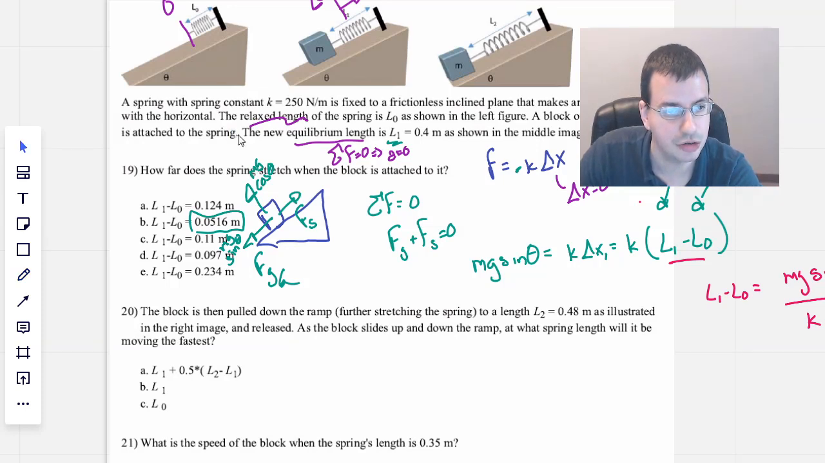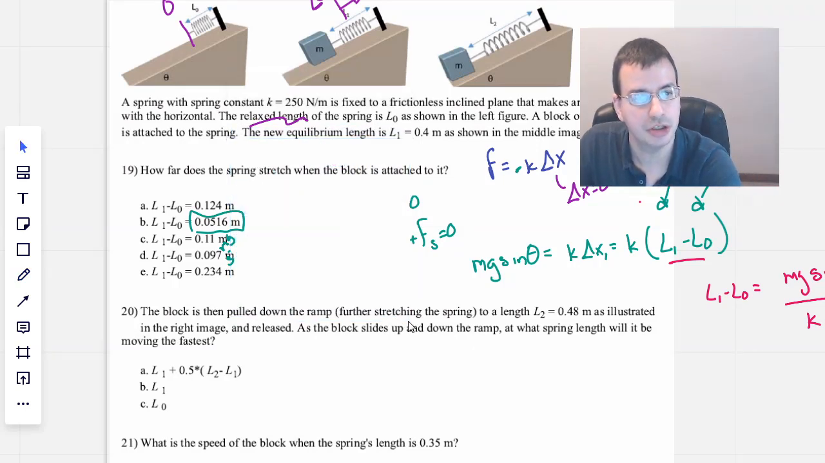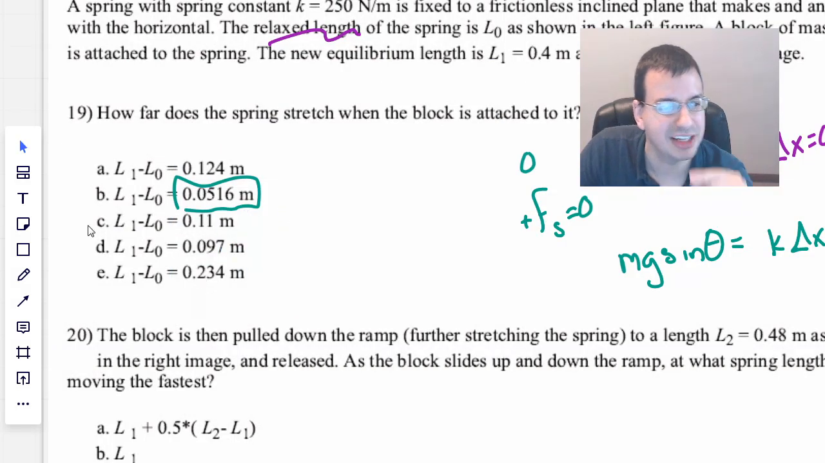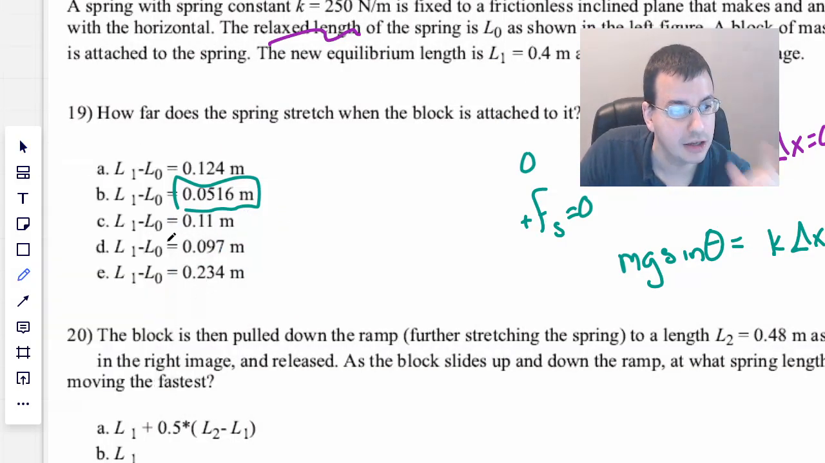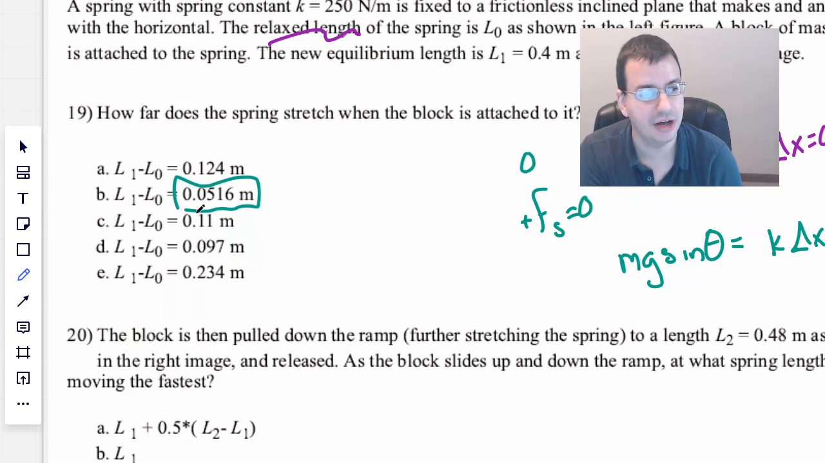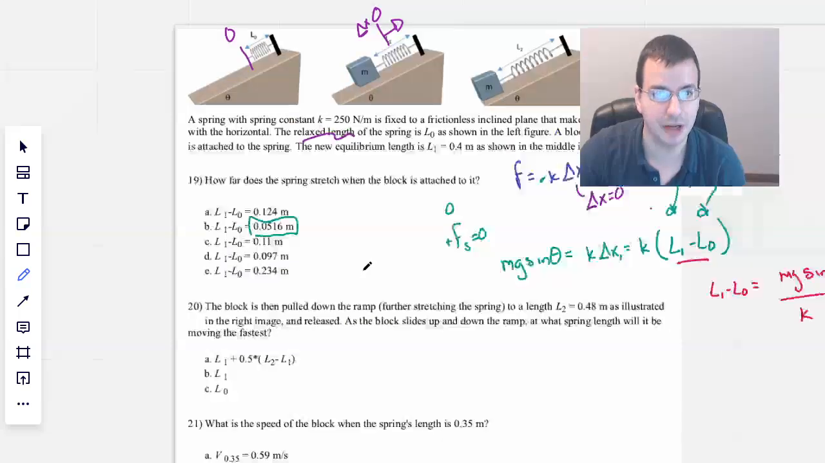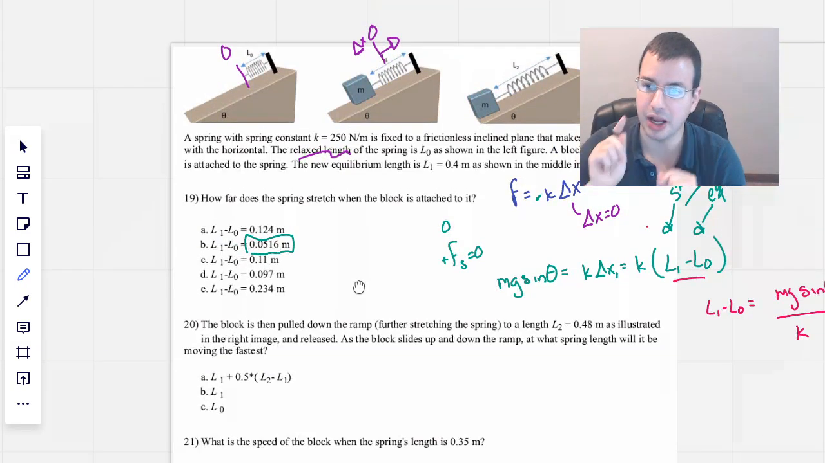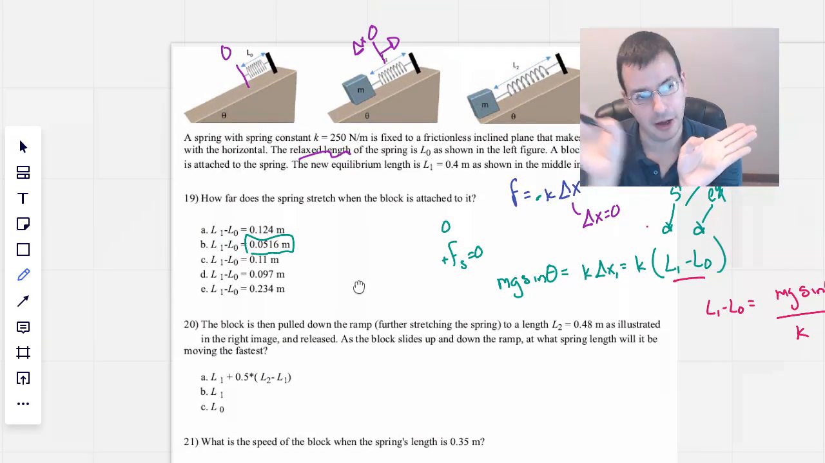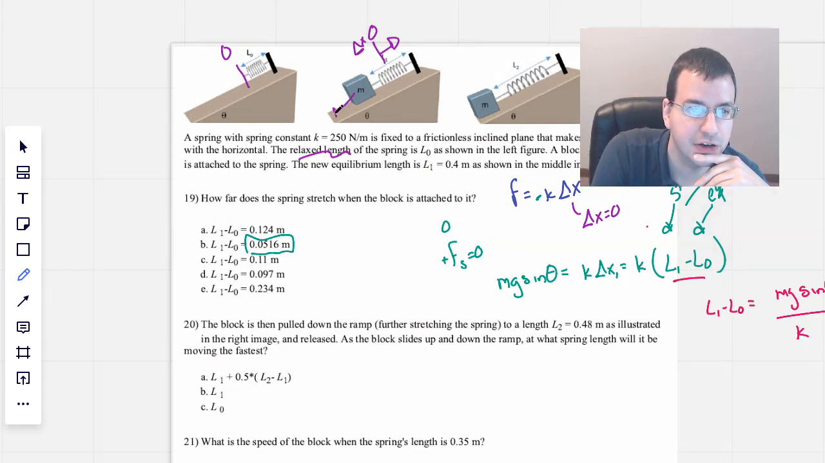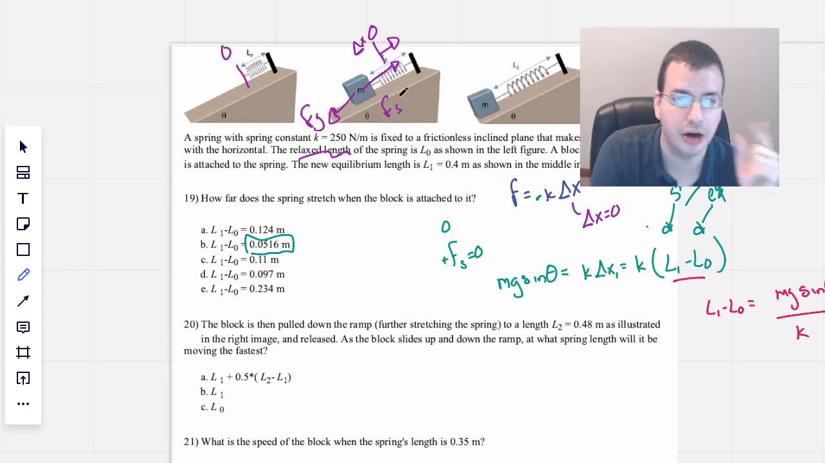So our answer, get rid of some of this so we can focus. I guess zoom in. Enhance. L1 minus L0 is 0.0516. So that's the point of equilibrium where the mass of the block cancels out the force of the spring pulling it up. So these two forces, force gravity and force spring, are equal.